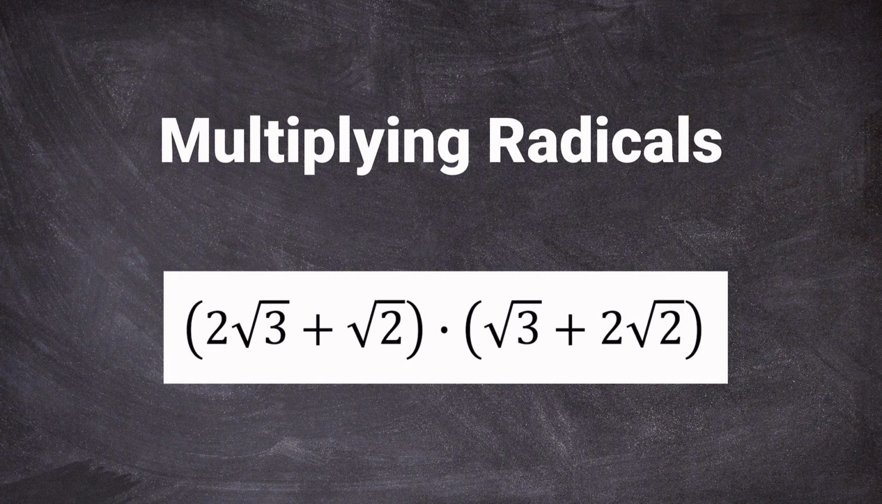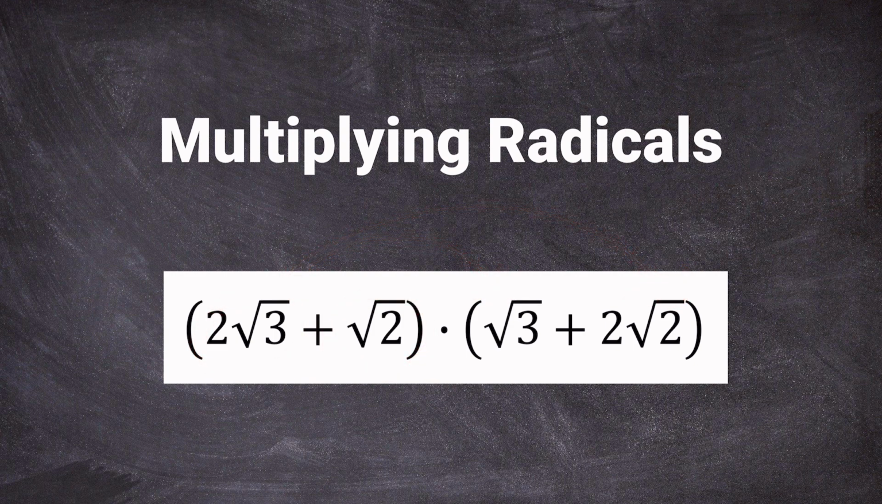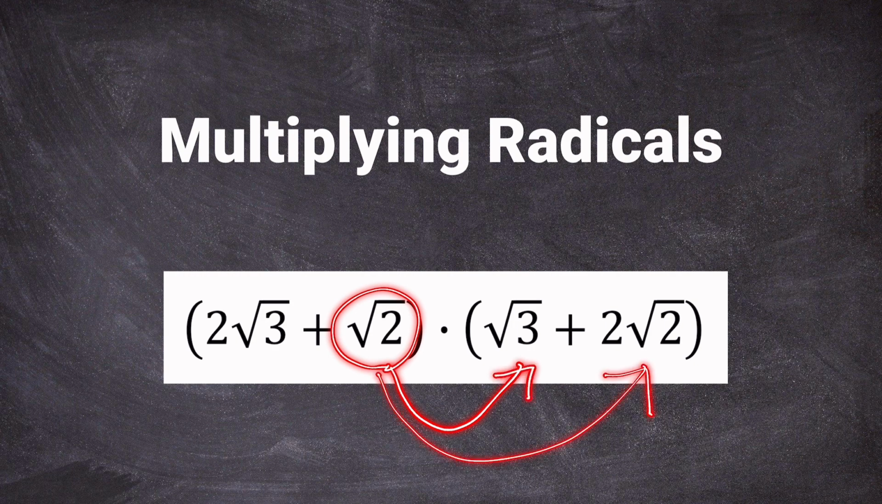Now I'm going to start solving this question step by step so you can learn how to approach a question like this. So we have 2 square root of 3 plus square root of 2 multiplied by parenthesis square root of 3 plus 2 square root of 2. Now we're going to have to distribute both terms to both terms that come later in this expression and also distribute square root of 2 to both terms that come later in this expression.